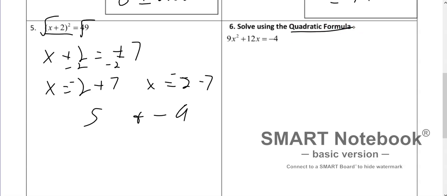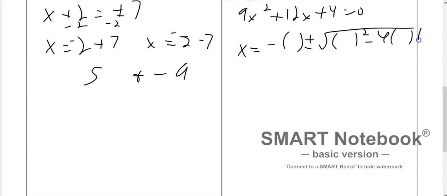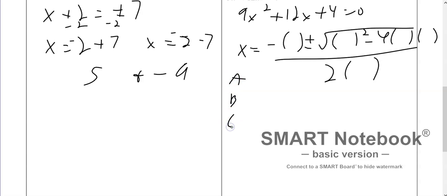Right, this one says use the quadratic formula, but we can't do that until this bad boy is over here. Remember, it's always got to be equal to 0. 9x squared plus 12x plus 4 equals 0. So, x equals the opposite of b plus or minus the square root of b squared minus 4ac all over 2a. I like to do that so I have a place to put my numbers when I identify a, b, and c. A is 9, b is 12, c is 4.